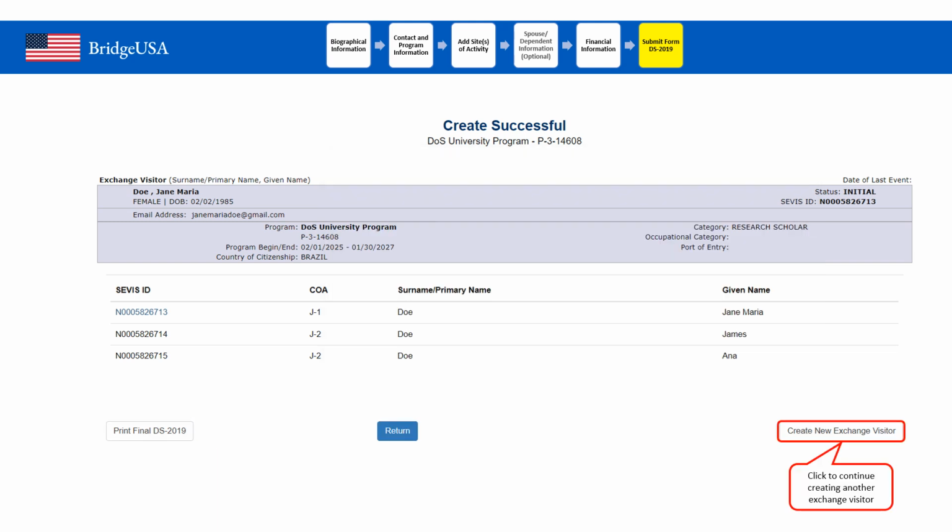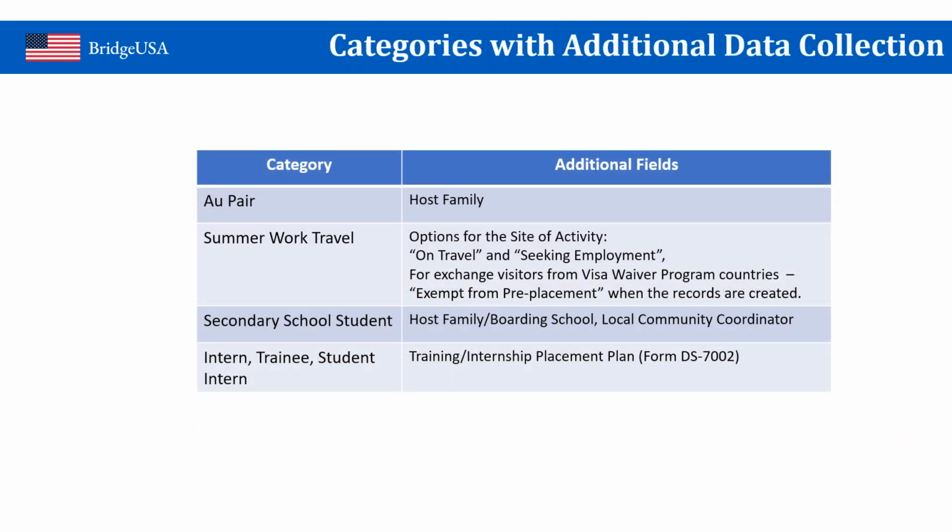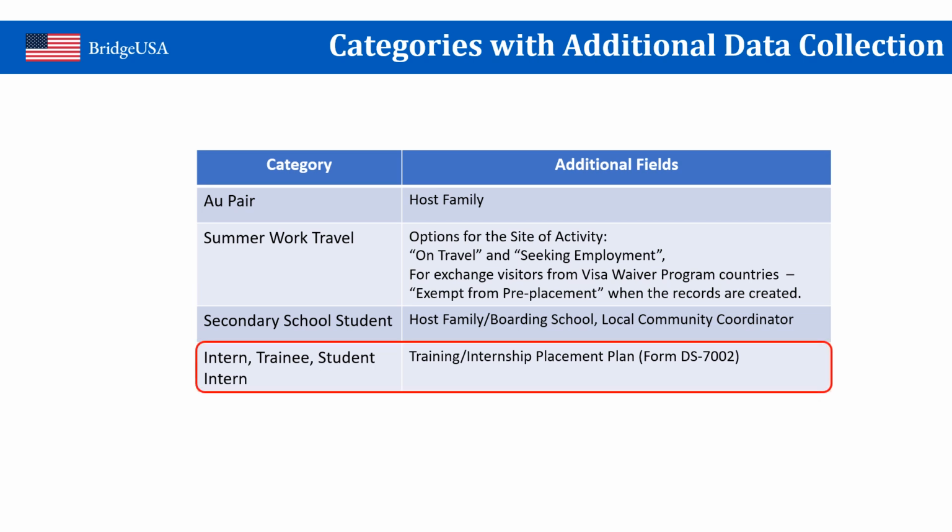Click the Create New Exchange Visitor button to go to the first page of the Create New Exchange Visitor record process. We have shown the process of creating a record for an exchange visitor. This process is the same for most categories, but there is additional data collected for certain categories. This table lists the additional fields for those specific categories. If you are creating a record for an exchange visitor with the category of intern, trainee, or student intern, the additional fields for the creation of the training internship placement plan will be collected at the same time as those for the Form DS 2019.